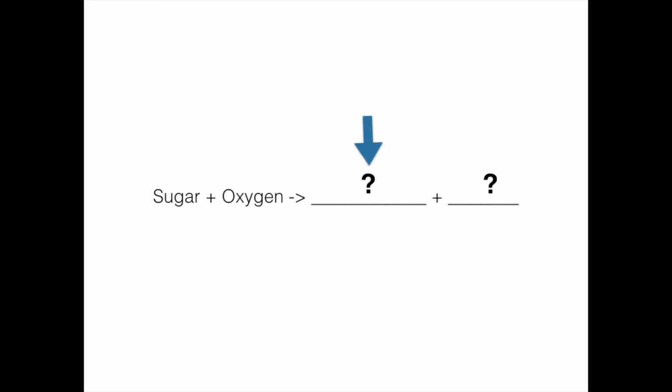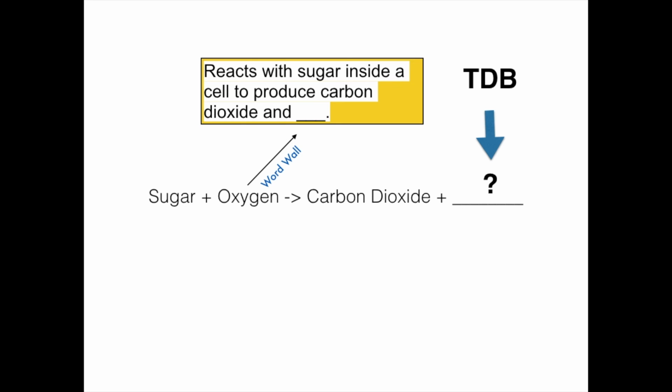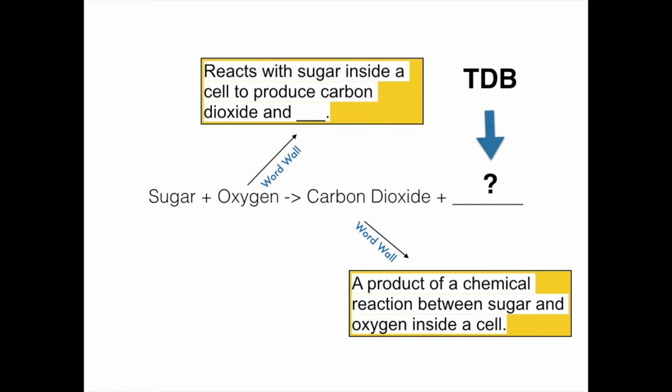So our reaction is sugar and oxygen become carbon dioxide and one other thing. We'll figure out what that other thing is a little bit later in another lab. In the meantime, you do need to define oxygen and carbon dioxide. Oxygen reacts with sugar inside a cell to produce carbon dioxide and that one other thing.